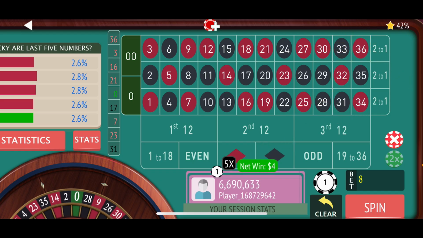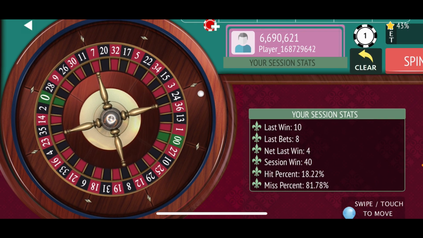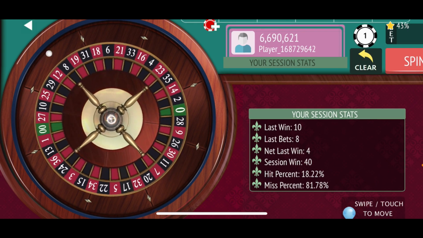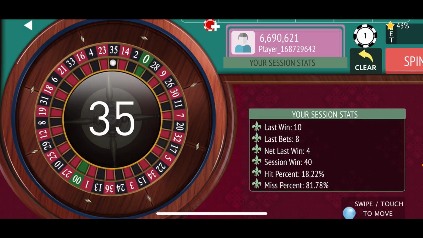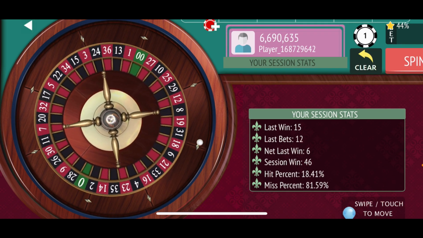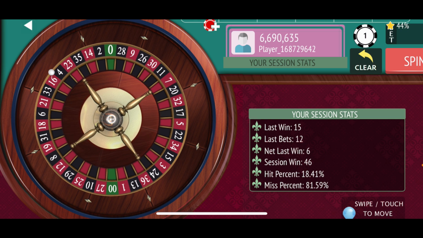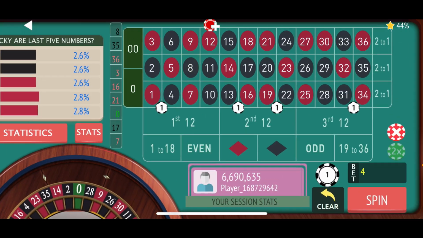All right, we got 2 wins. We're going to go up 1 more unit. We are at a new session high at 40. And we got 3. We're 3 for 3. So we're going back to our base level bet, which was $4. All right, new session highs at $46.